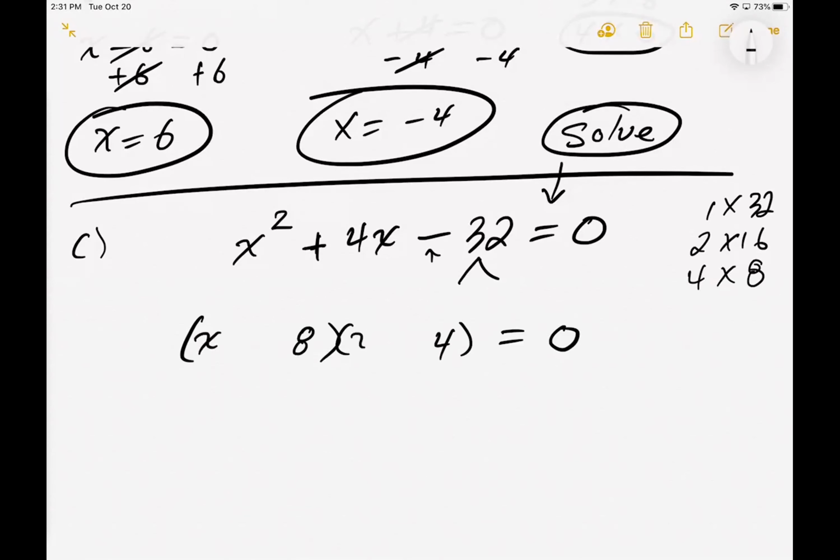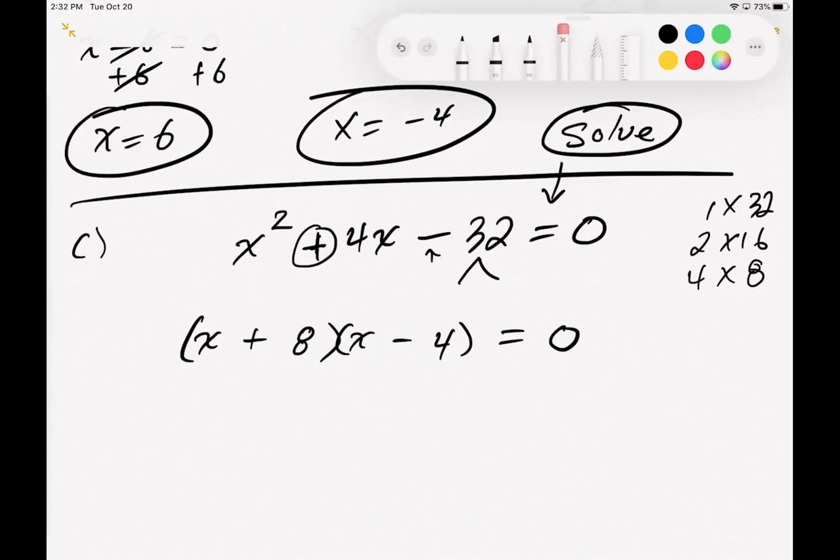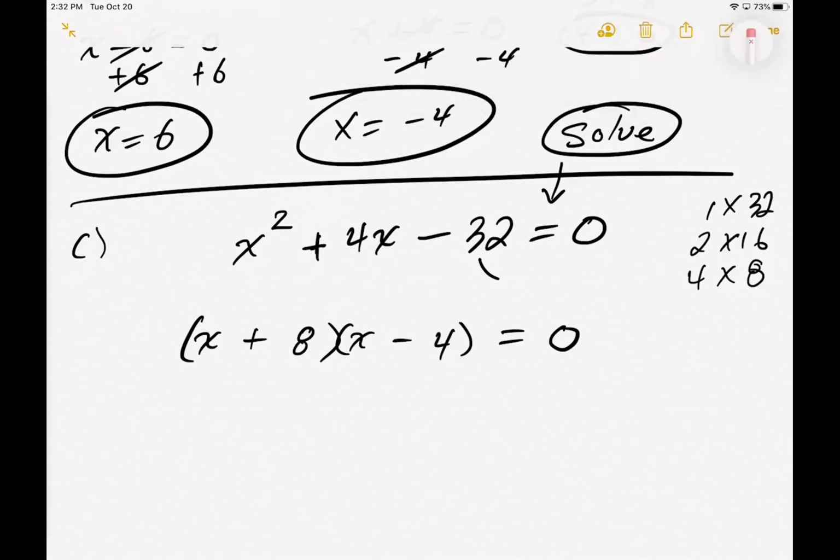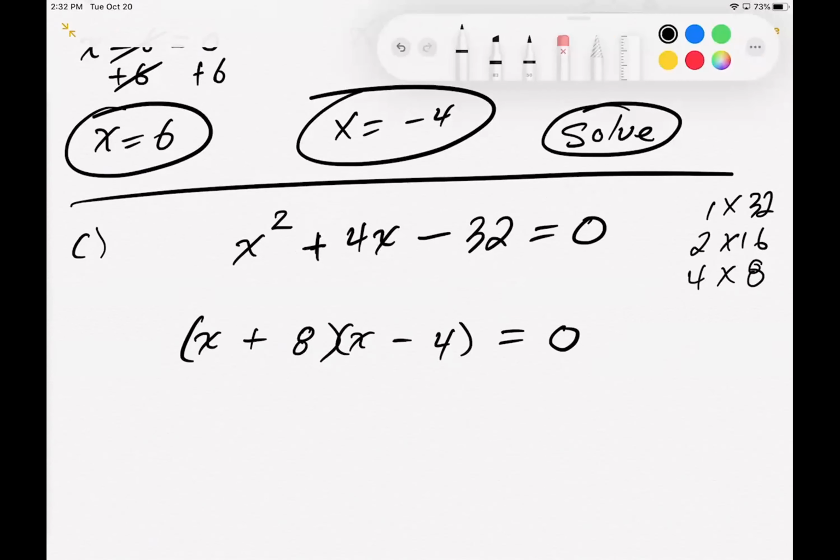One of them is positive and one of them is negative. Why is the 8 positive? Because the bigger number gets the sign of the middle term. And again, what we did, we did a lot, but none of the things they asked us to solve. We haven't solved. The only thing we did was factor.